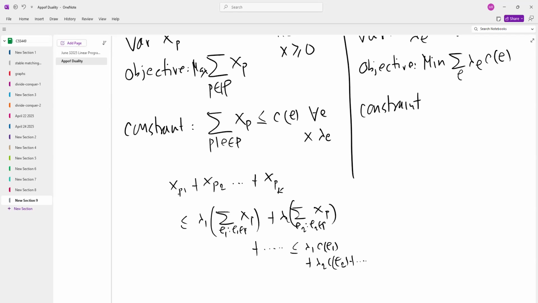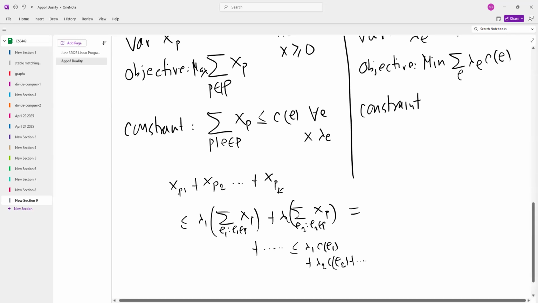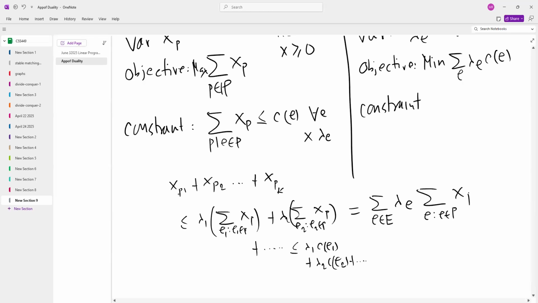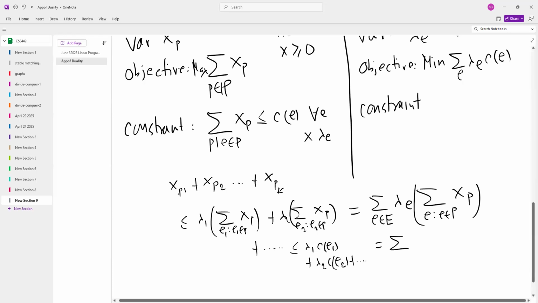So the other way I can write this part is summation of E belongs to E. For every edge, I have a lambda E times summation of that edge such that E belongs to P, xp, right? And then if you have a double sum, you can always swap the sum variables, right? So if you swap the sum variables, this becomes summation of p, right?